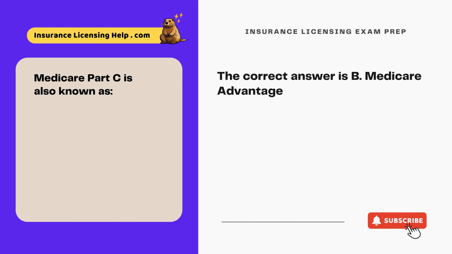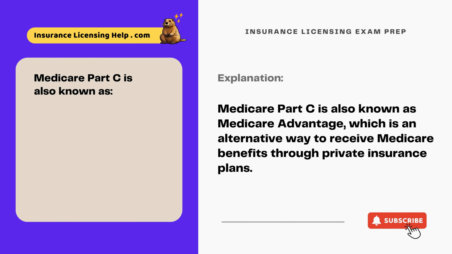Medicare Advantage. Medicare Part C is also known as Medicare Advantage, which is an alternative way to receive Medicare benefits through private insurance plans. What is a characteristic of combination plans in life insurance?